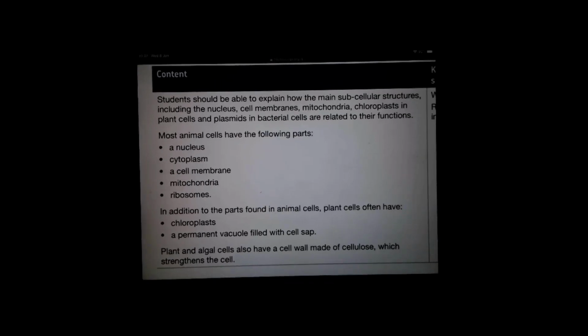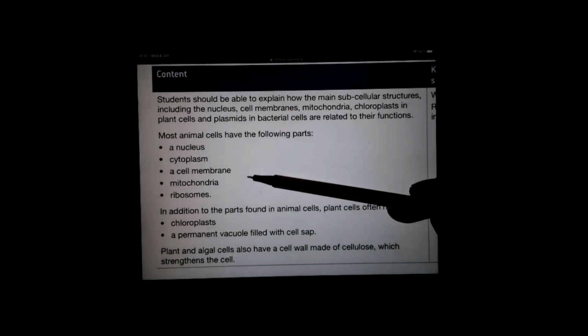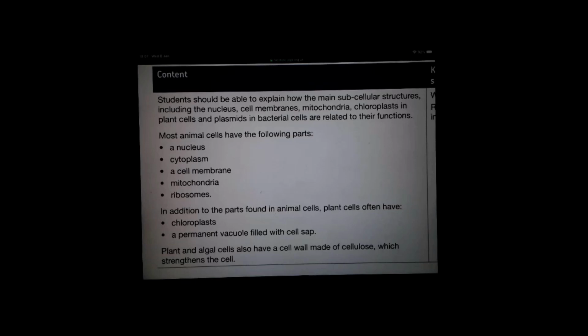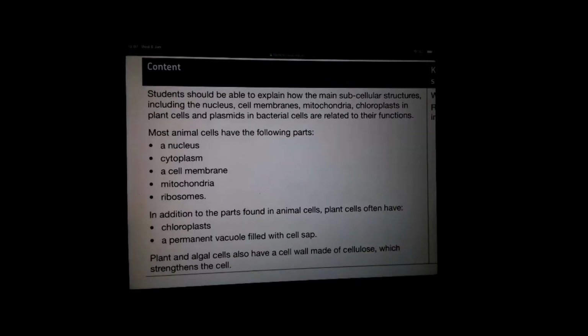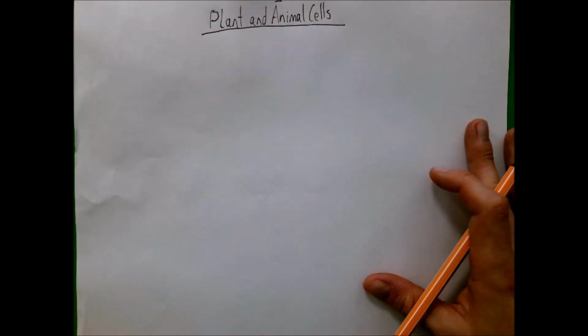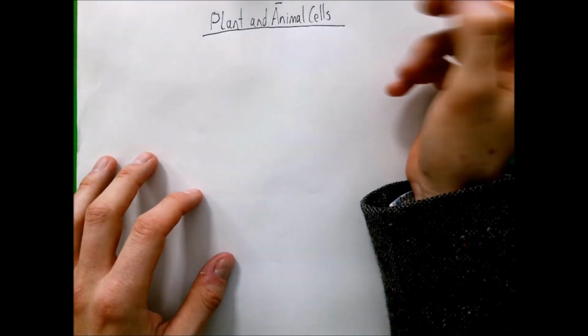Here's what you need to know as far as the specification is concerned. We're going to go through what lots of the structures do: the ones found in an animal cell, the ones found only in plant cells, and some of the structures found within bacterial cells as well. Last time round we drew pictures of plant and animal cells, so I'm not going to do that again, but we are going to talk about the different organelles that you find and what their functions are.